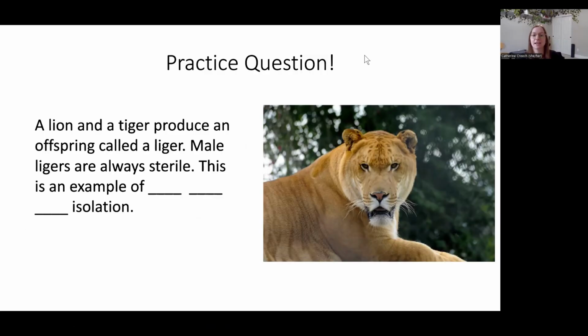A lion and a tiger produce an offspring called a liger. Male ligers are always sterile. This is an example of hybrid infertility, postzygotic isolation.